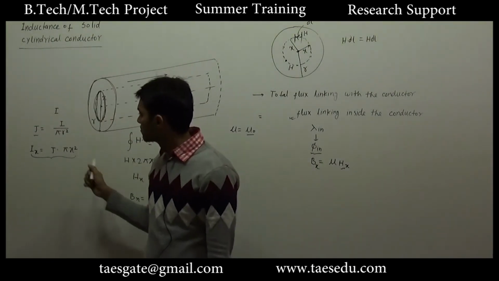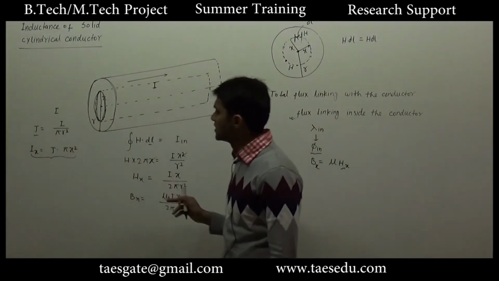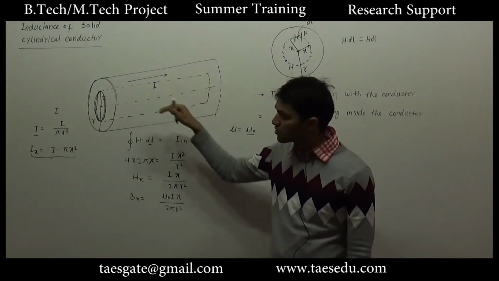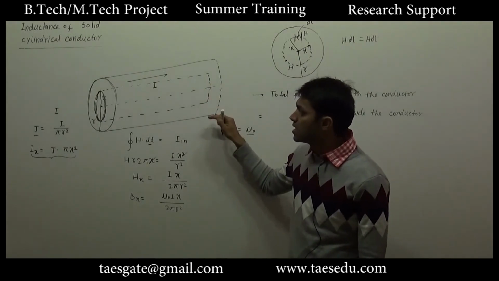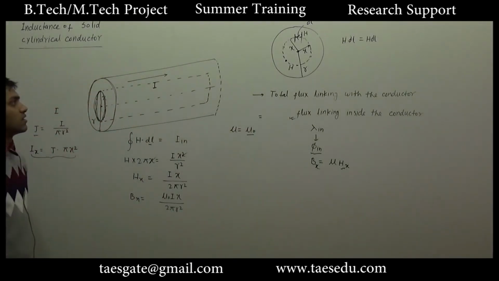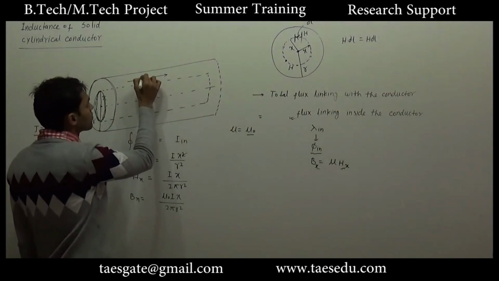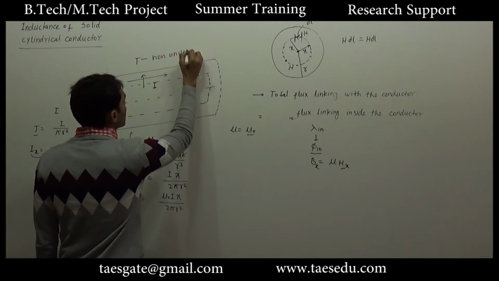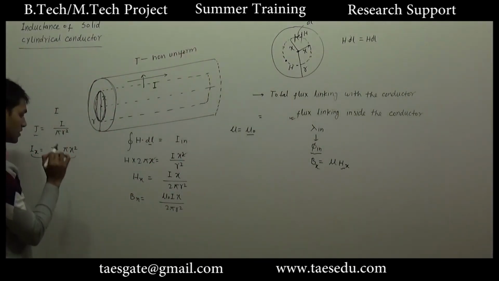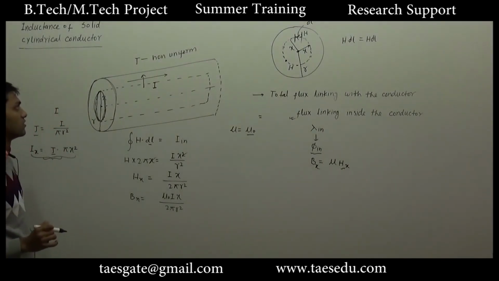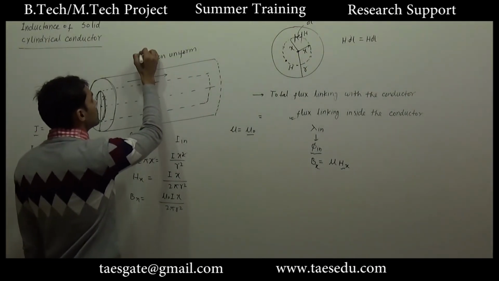But actually, when a conductor carries an AC current, most of the current tends to flow through the outer part of the conductor, making the current density non-uniform. If that is the case, we cannot apply that formula. But for the calculation of inductance, I am assuming that current density is uniform. When the current density becomes non-uniform, it is called skin effect.